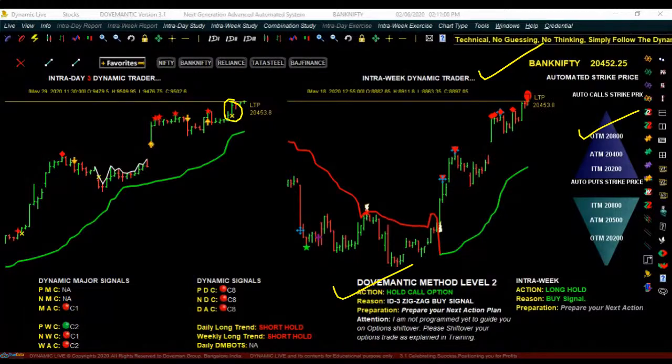Now for you to make a phone call and give this information, how much time is it going to take? It is a matter of 20-30 seconds, isn't it? In a matter of 20-30 seconds, you're going to make a phone call and tell them Bank Nifty buy call option now 20,800 strike price. They will simply place the order and tell you what price it has been bought.